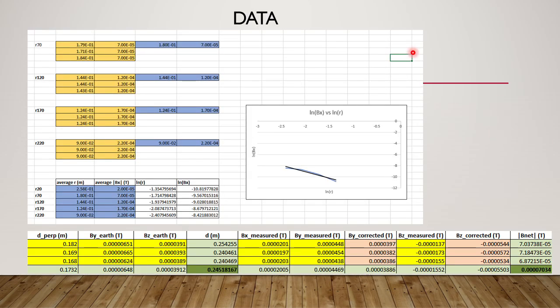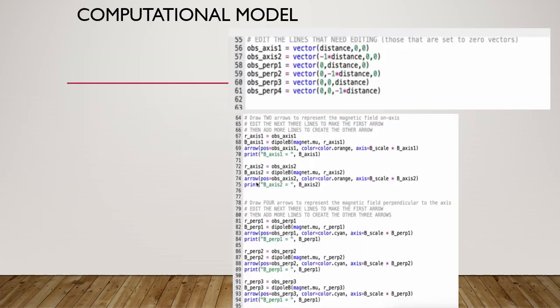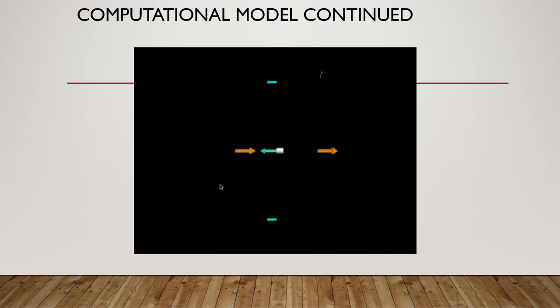So here's our data. You can see the graph and the data here. I cut it off by accident. All right, so here's the computational model, where we're basically going to make arrows for every direction we need to know, where the on-axis is, where the dipole is going to be, all that kind of stuff. Cool. And here's the result.